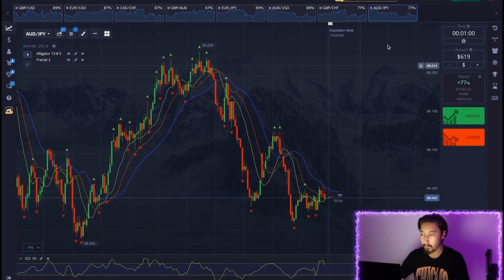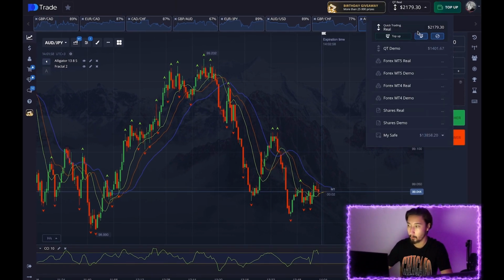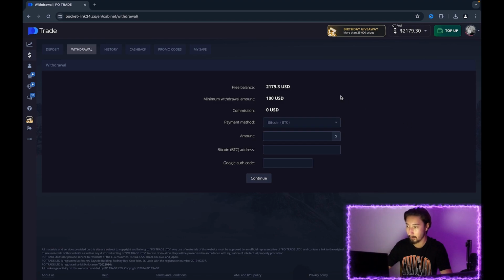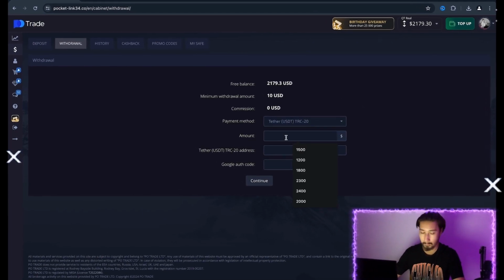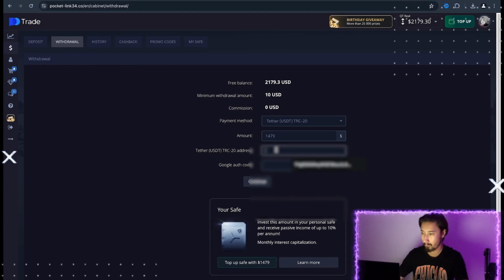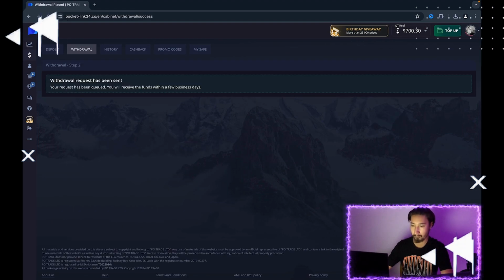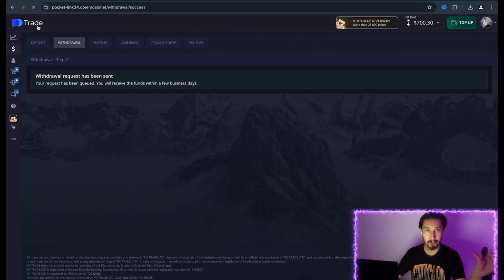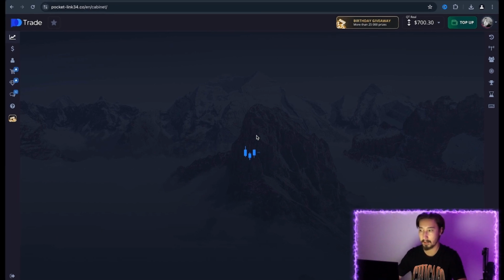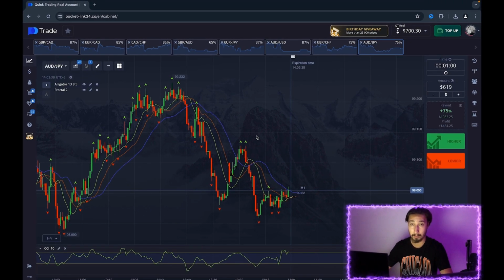Nice result. Let's fix it. Let's move to the withdrawal and then move to the second strategy. Okay, operation successfully done. Let's move to the second strategy right away.